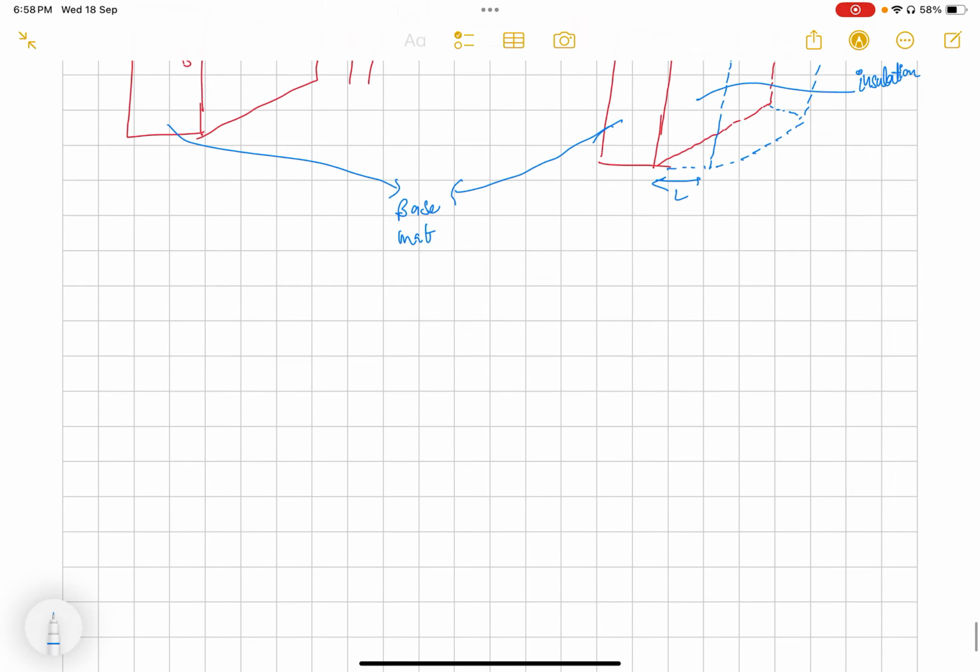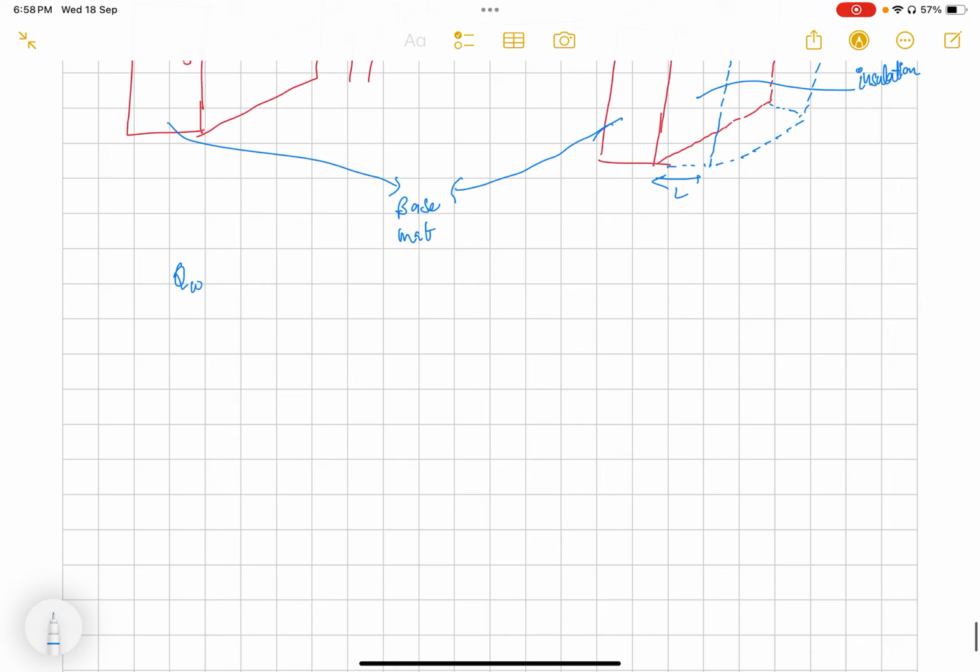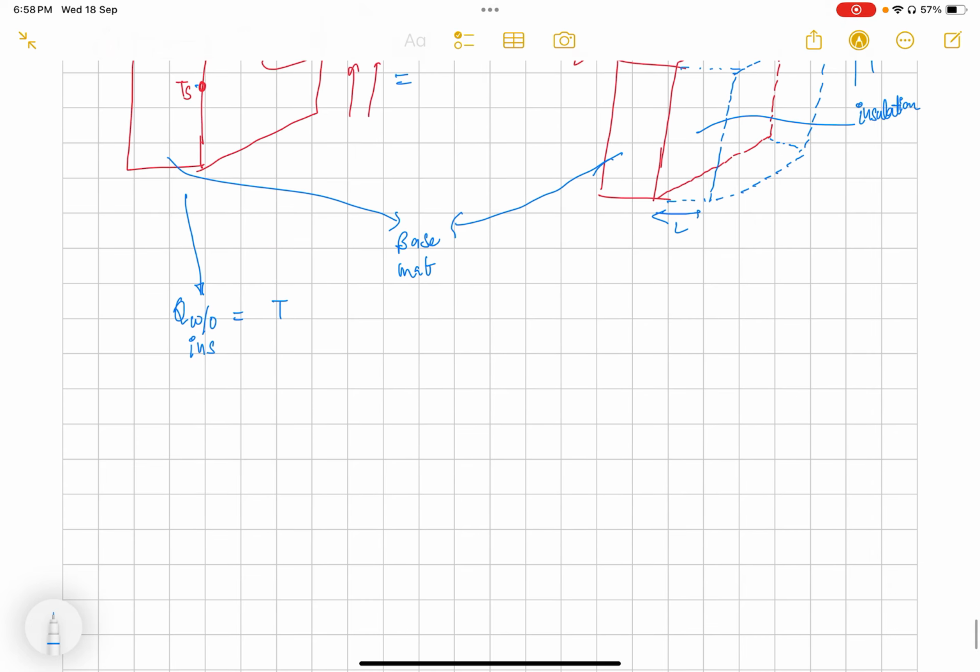So heat transfer without insulation for this case will be Ts minus T infinity divided by only one convection resistance. So this is the heat transfer.